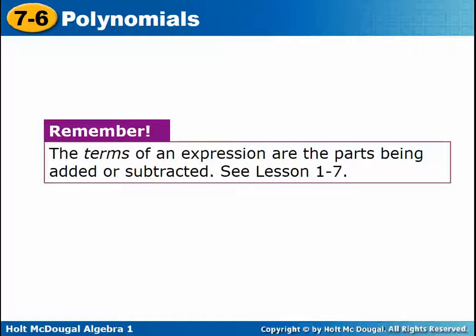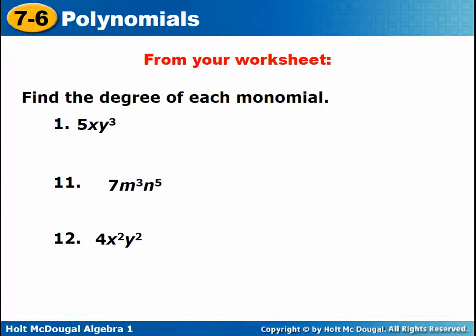Remember that the terms of an expression are the parts being added or subtracted, so they're separated with plus or minus signs. Let's look at the degree of each of these monomials. These are from your worksheet. The first one, number 1, the question on the worksheet is slightly different, but we're going to find the degree for number 1 so that you can answer question 1.